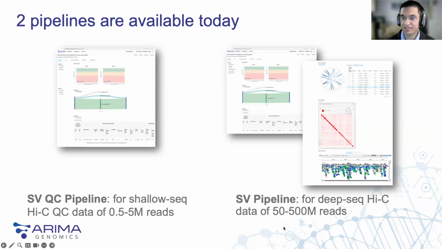And the SV pipeline is for deep sequencing analysis of Hi-C data from 50 to 500 million reads. Our SV detection pipeline only requires 100 million reads for SV detection as a minimum baseline. Some people choose to go to 50 million reads. We have examples on our end where we can identify complex structural variants at 50 million reads, but we recommend a minimum of 100 million. This is included with the purchase of the Arima SV detection assay and can be purchased separately if you have Hi-C Plus or Hi-C Plus FFPE data.